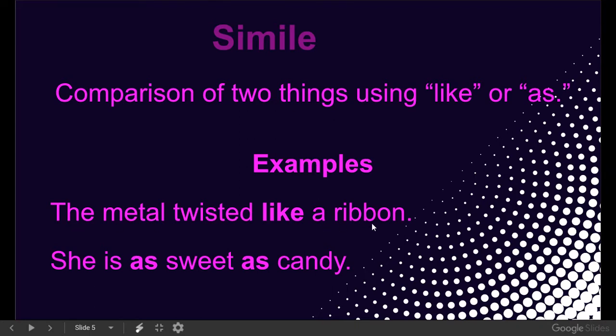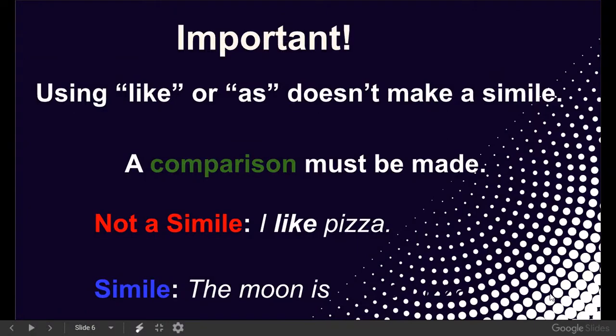A simile is when you compare two things using like or as. The metal twisted like a ribbon. She is as sweet as candy. It is important that when you use like or as, it doesn't necessarily make it a simile. A comparison must be made. I like pizza is not a simile. The moon is like the pizza. That would be a simile.